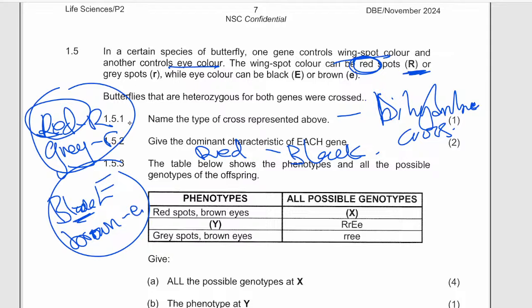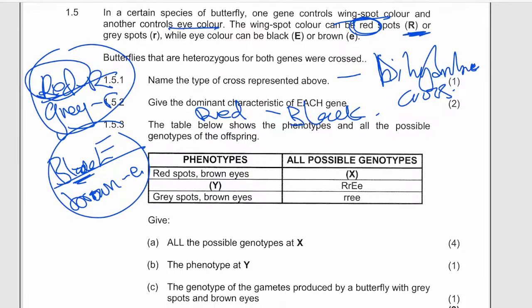Red is the color of what? Color of the eyes, and then black, eh? Red is the color of what? Color of the spots, okay? Yes, of spots, and then brown. Yeah, red, and then black. We continue. We go to the next question.